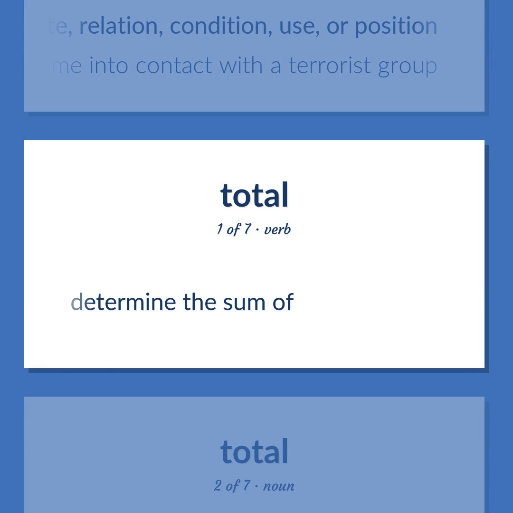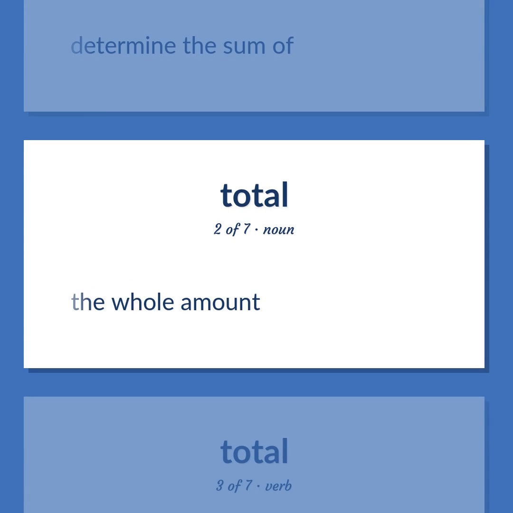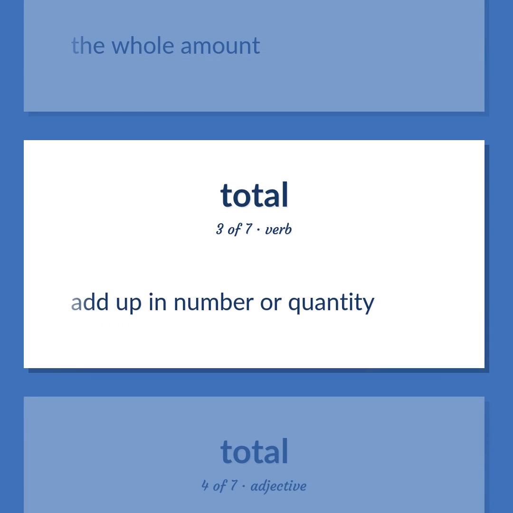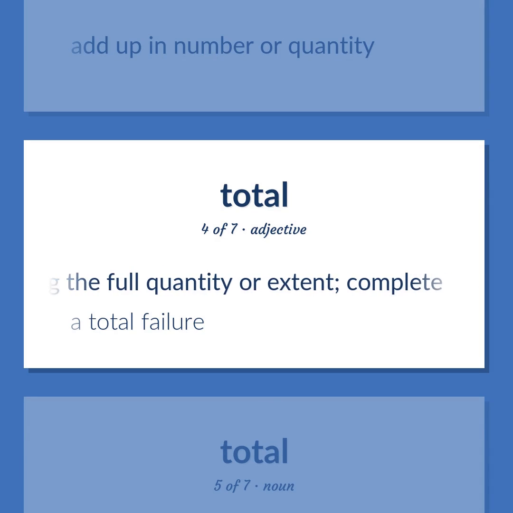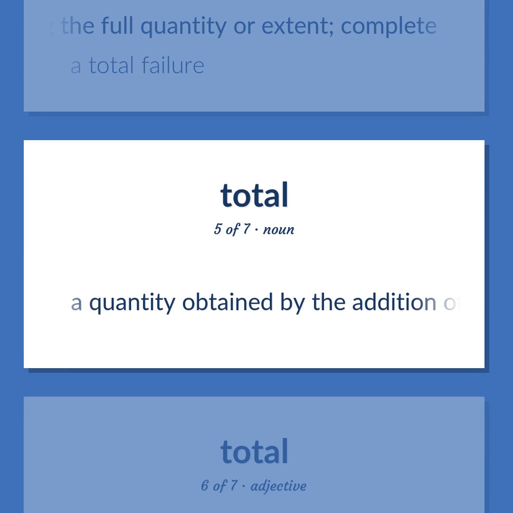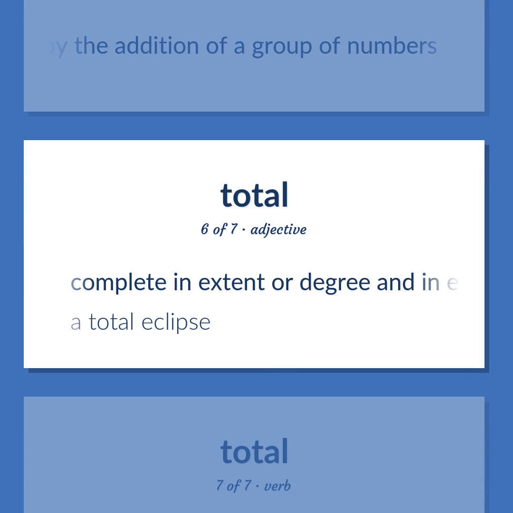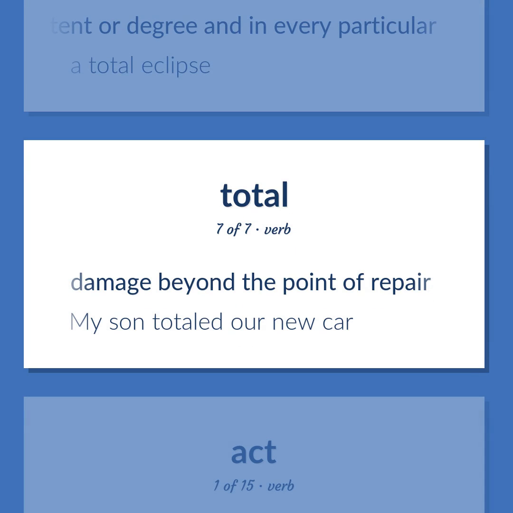Determine the sum of. The whole amount. Add up in number or quantity. Constituting the full quantity or extent, complete. A total failure. A quantity obtained by the addition of a group of numbers. Complete in extent or degree and in every particular. A total eclipse. Damage beyond the point of repair. My son totaled our new car.